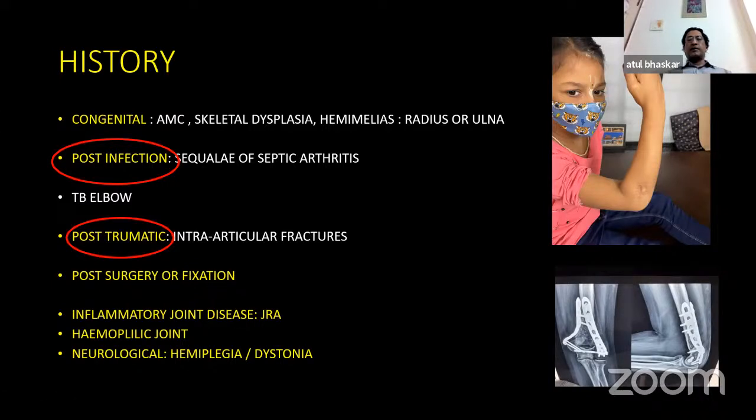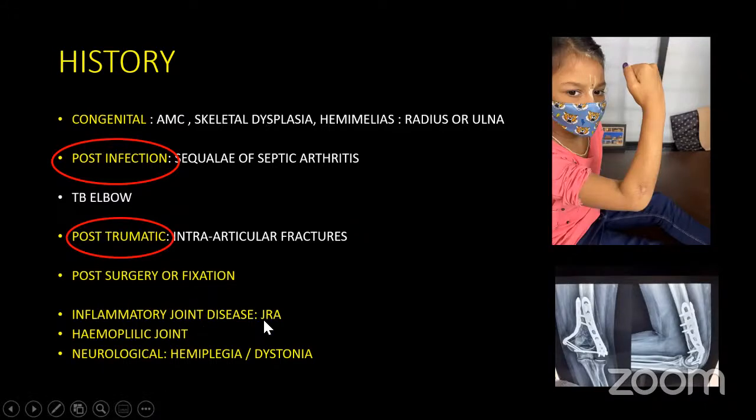Whether the deformity started at birth, that covers a lot of other conditions like AMC and dysplasia, which we rarely see in the exam. What comes in the exam is usually a post-infective sequela, either a septic arthritis of the elbow or Cox elbow, which presents with elbow stiffness. Post-traumatic injuries form the second bulk of cases that present with a stiff elbow. It could be intra-articular fractures or even extra-articular fractures leading to myositis.